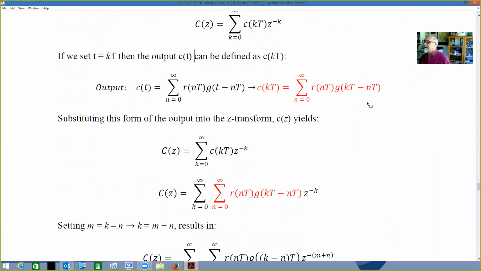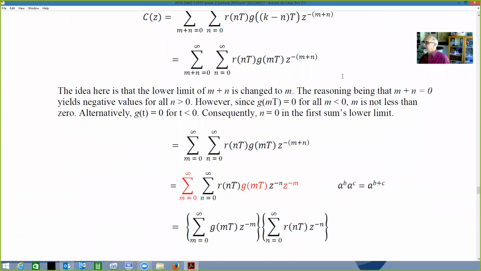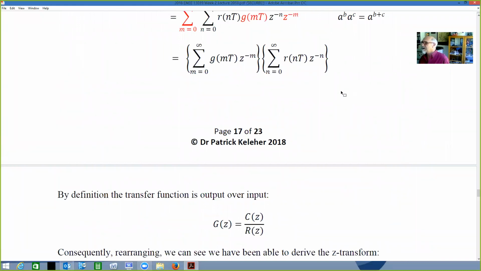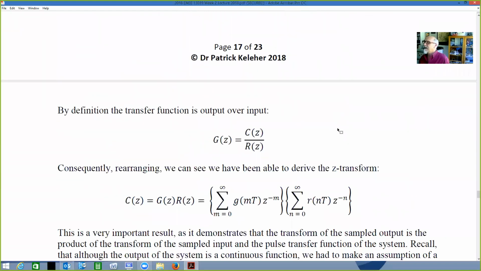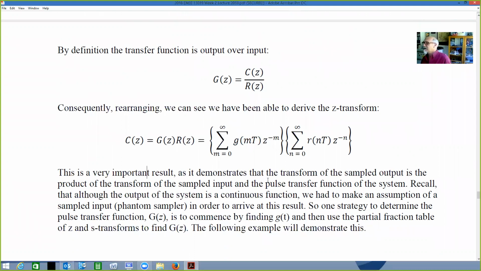So if we do that, then ultimately we can mathematically go through, and the key thing is what we want to do is get the application of these things. As we go through and take our limits, etc., you're going to find that the transfer function will ultimately be just like for the analog system, the output over the input. So when we do that, we can end up with this expression. And this is a very important result, as it demonstrates the transform of the sampled output is the product of the transform of the sampled input and the pulse transfer function.